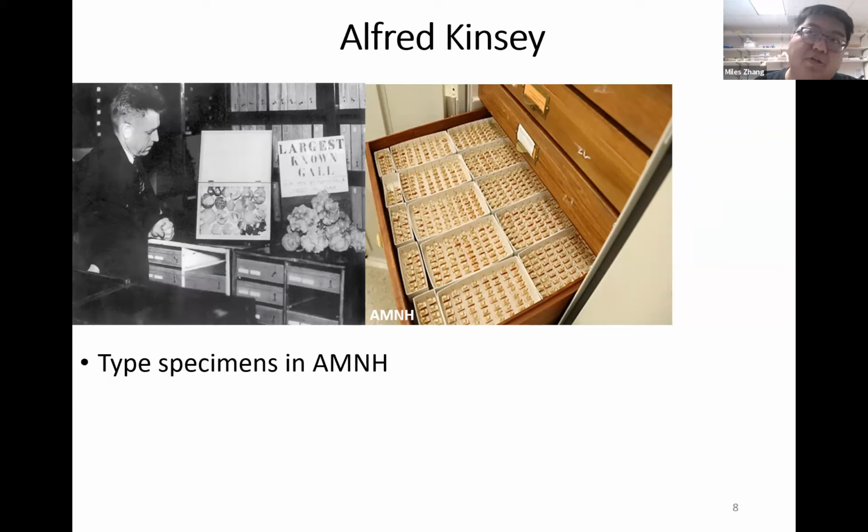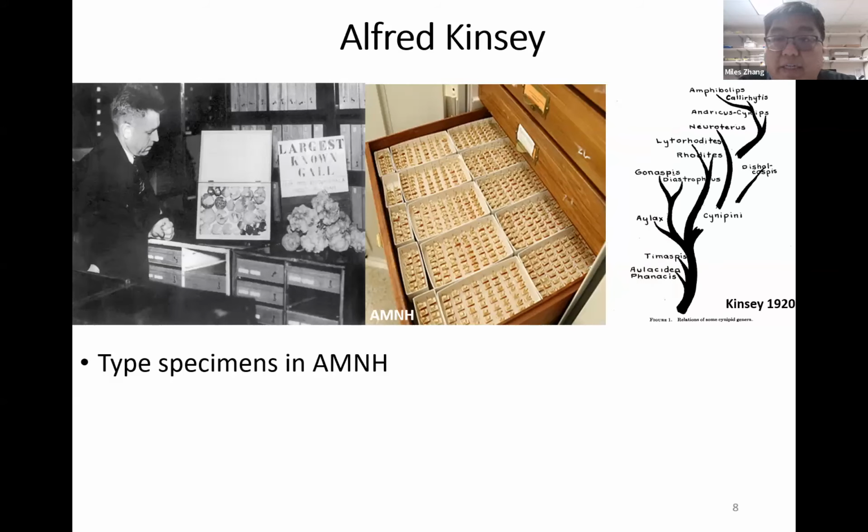In fact, he did so much collecting in the US as well as many parts of Mexico. His specimens, I think, range up to 9 million individuals, and are all stored at the American Museum of Natural History. And he actually came up with one of the first phylogenies of gall wasps. This was in 1920, so this is way before the times of Willi Hennig, who created the whole cladistics thing.